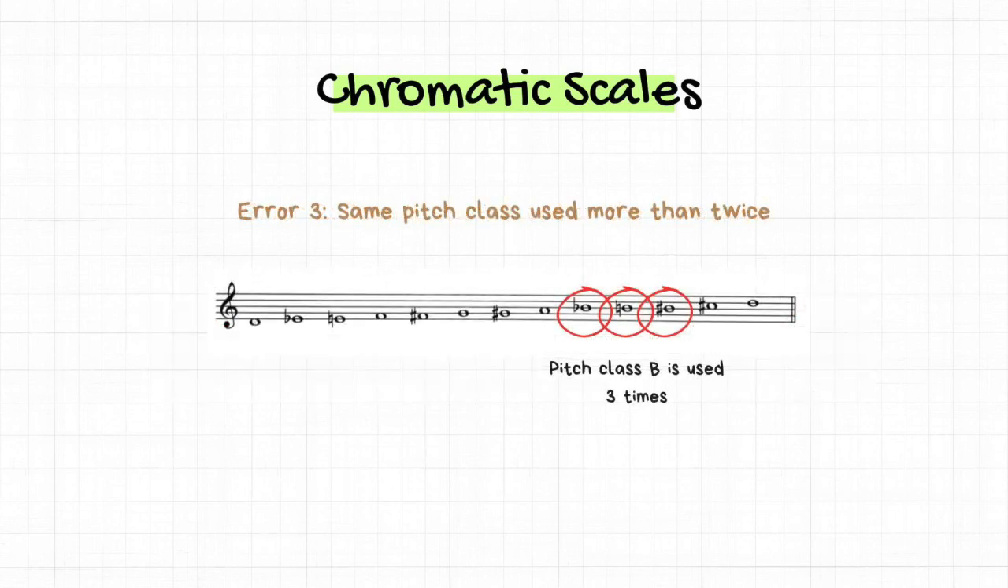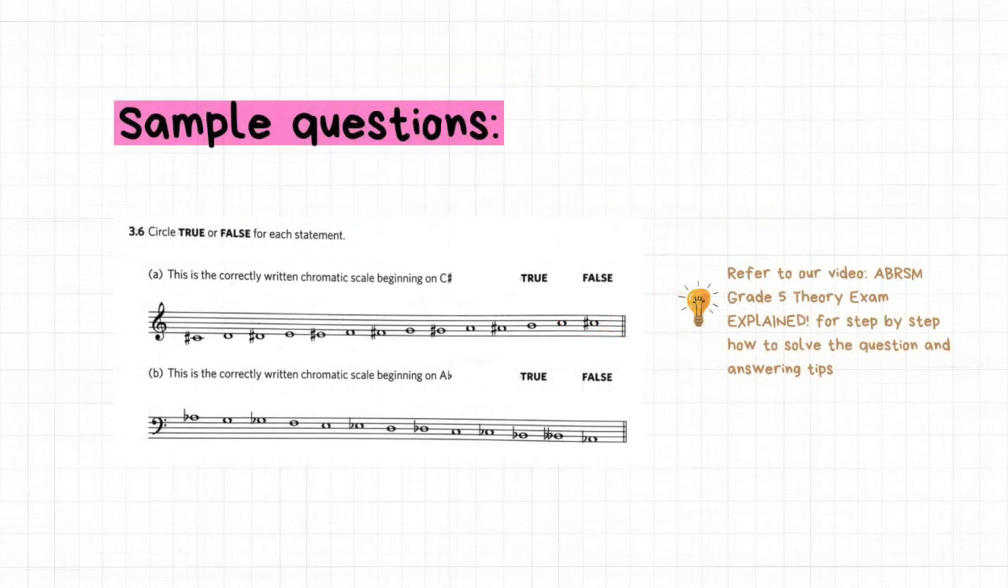Error 3, the same pitch class is used more than twice. As we can see here, the pitch class B is used 3 times. So although they start and end on the same note and they're all semitone, this is still wrongly written. Some sample questions are if the chromatic scale is correctly written, true or false.